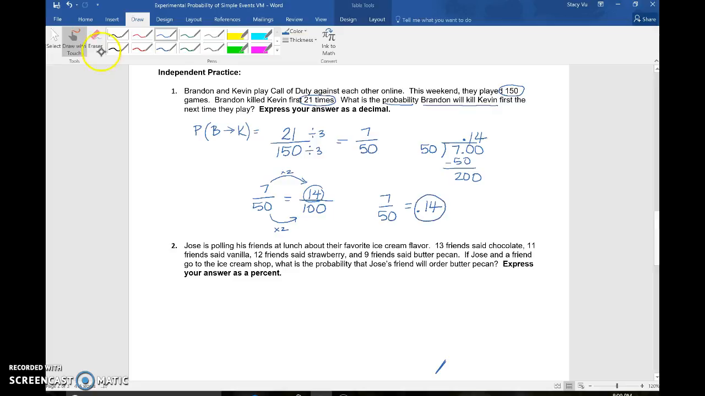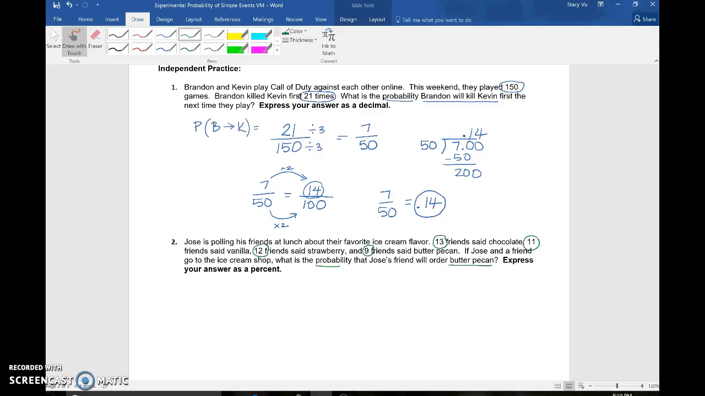All right, so the next problem says Jose is polling his friends at lunch about their favorite ice cream flavor. 13 friends said chocolate, 11 friends said vanilla, 12 friends said strawberry, and 9 friends said butter pecan. If Jose and a friend go to the ice cream shop, what is the probability that his friend will order butter pecan? All right, so I need to text code. We have 13 chocolate, 11 vanilla, 12 strawberry, 9 butter pecan. We want the probability that he's going to order butter pecan.